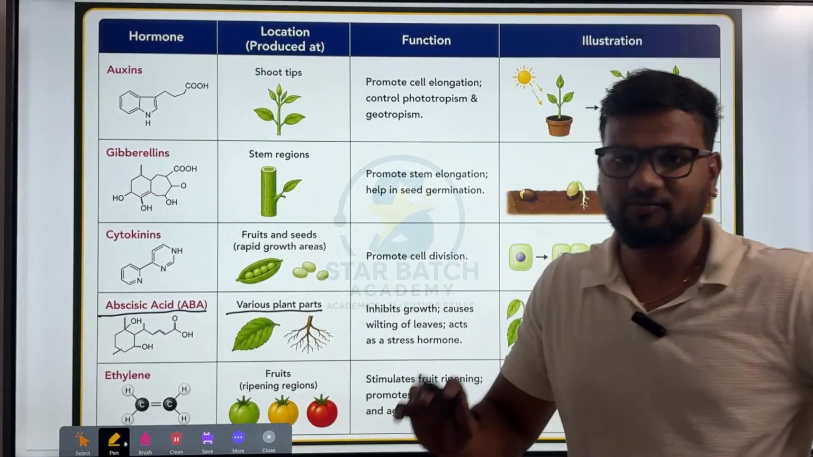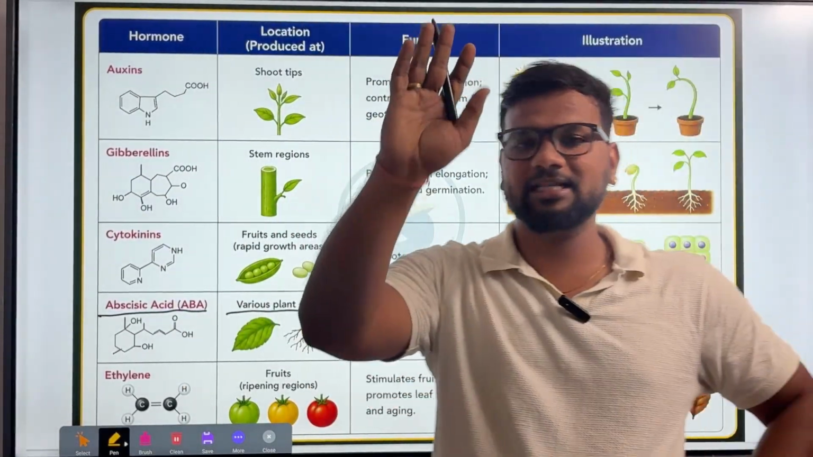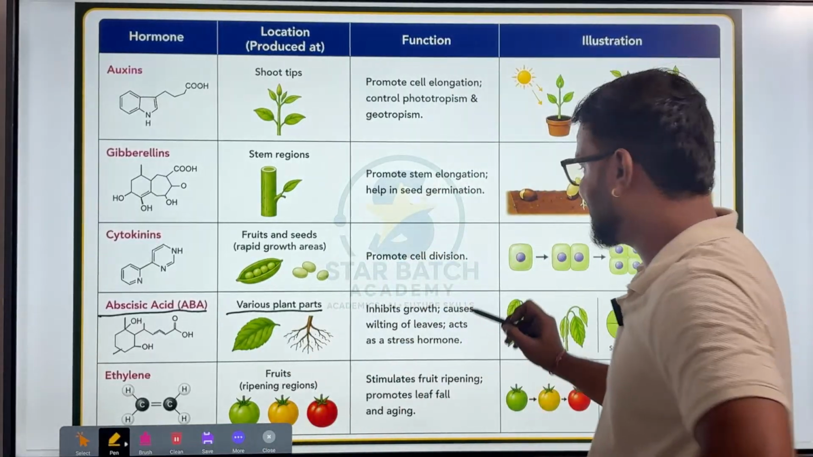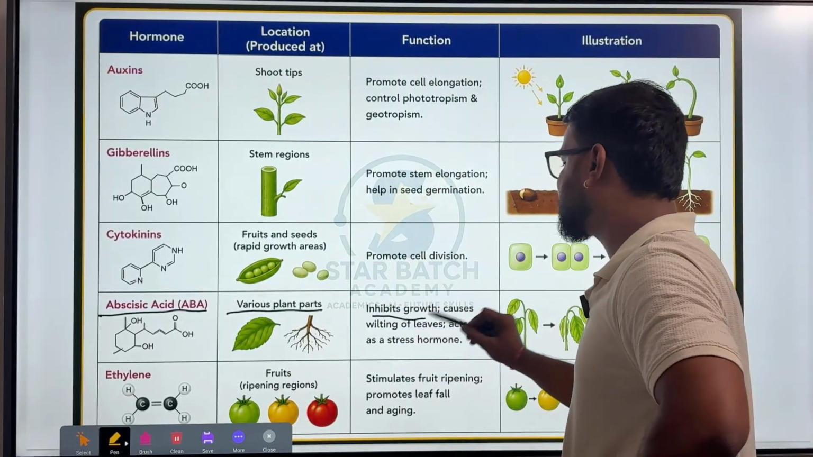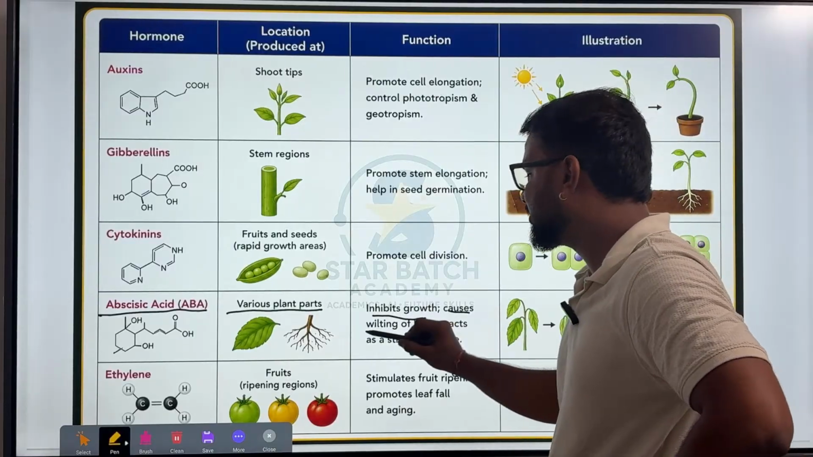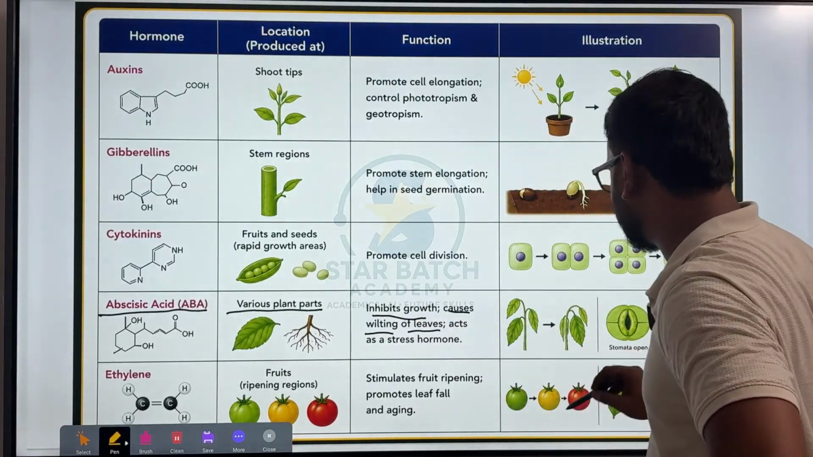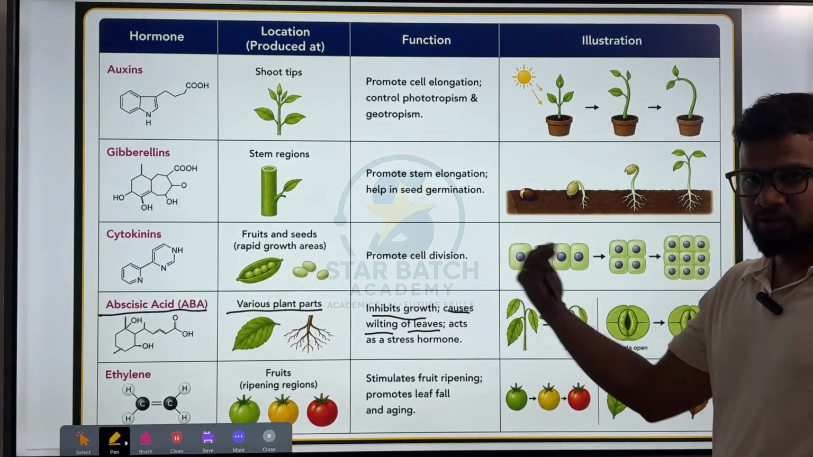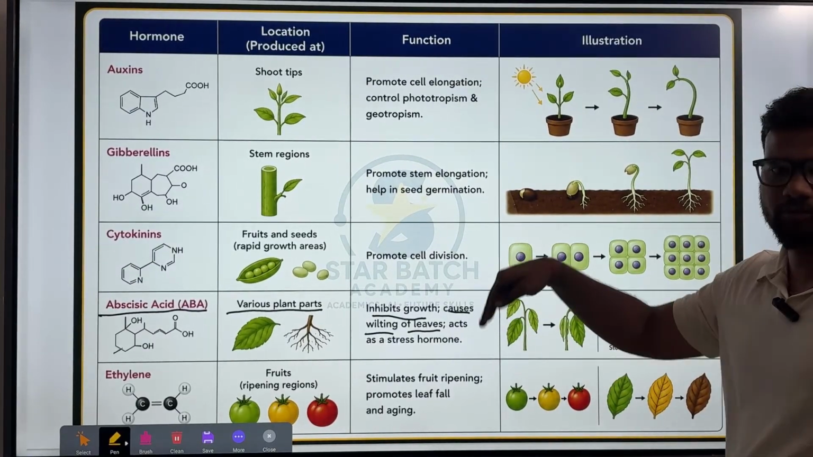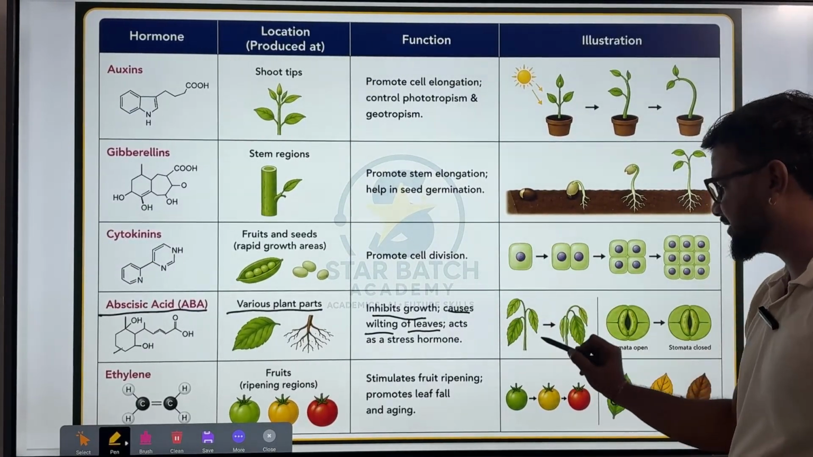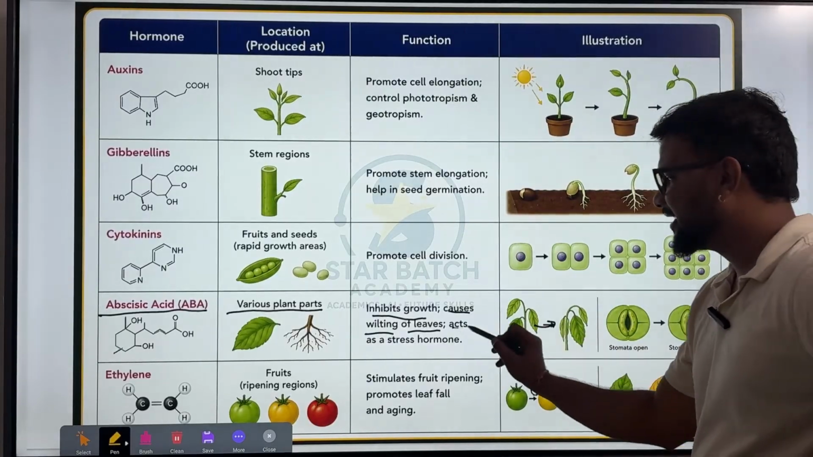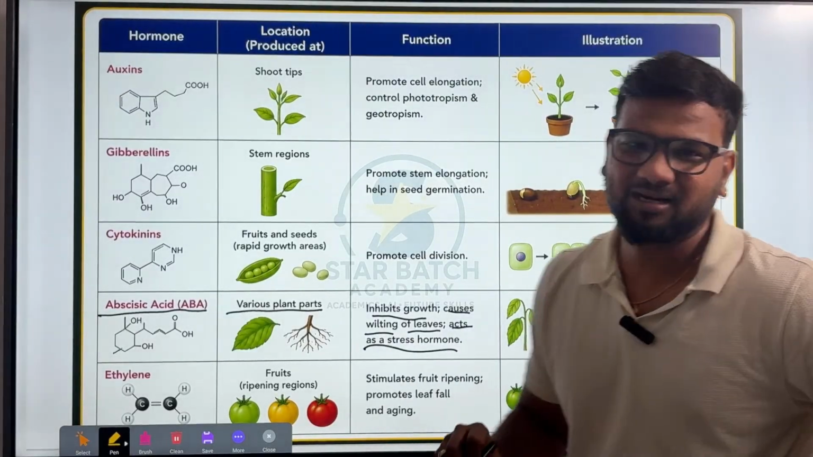What are its functions? See, it inhibits growth and causes wilting of the leaves, as you can see in the image. It acts as a stress hormone.